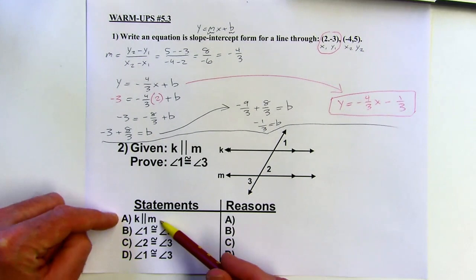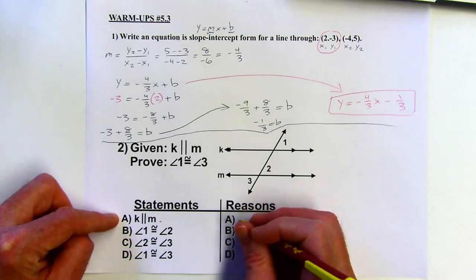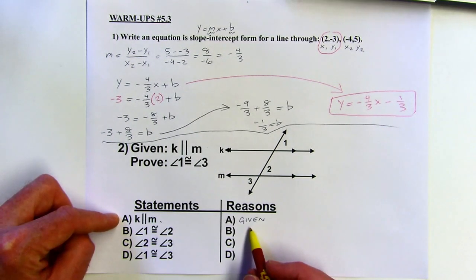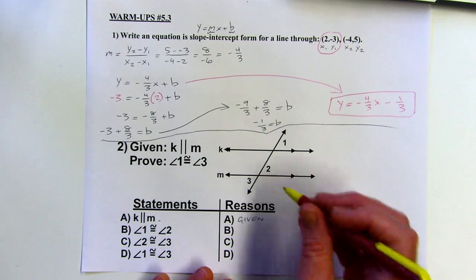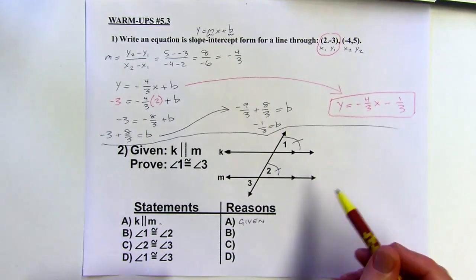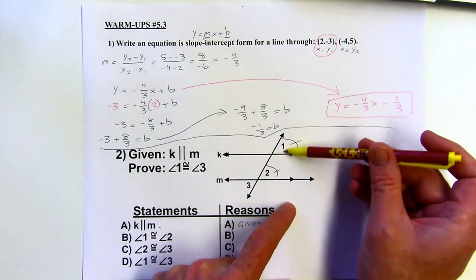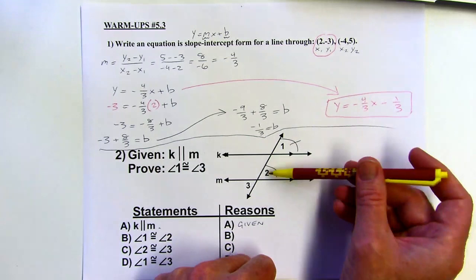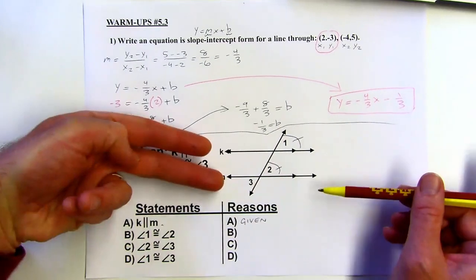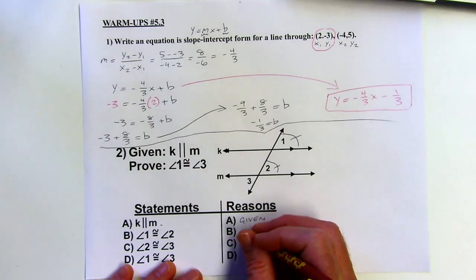So first statement says line K is parallel to line M. Well, that's the given info, right? So I'm just going to write given here. The first reason should always be the given info, okay? And then I need to figure out, well, then why is angle 1 congruent to angle 2? Why are these congruent? Well, these are corresponding angles. They're at corresponding positions in their intersections. This is at the top right of its intersection. That's at the top right of its intersection. And when these lines are parallel, I call these the tracks. When the tracks are parallel, the corresponding angles are going to be congruent. So this is the corresponding angles theorem.